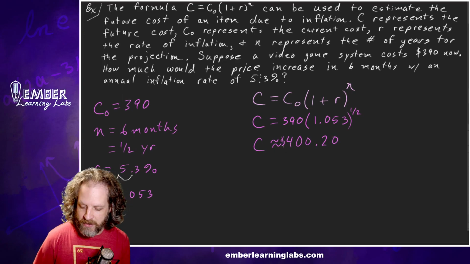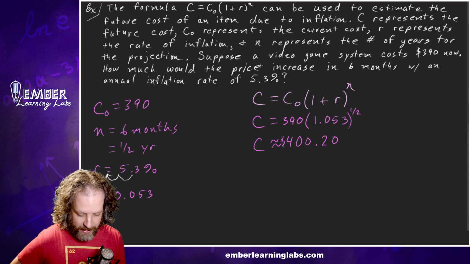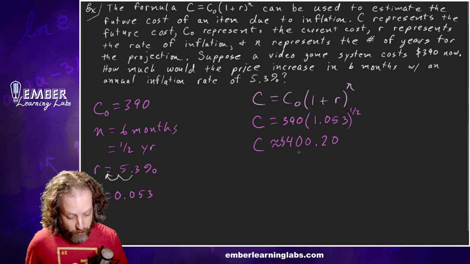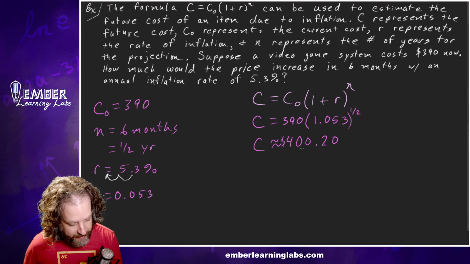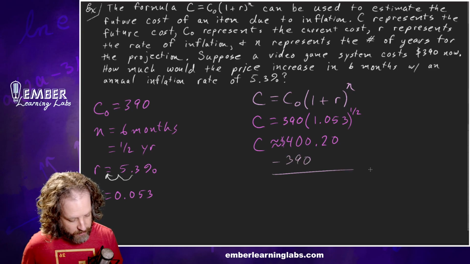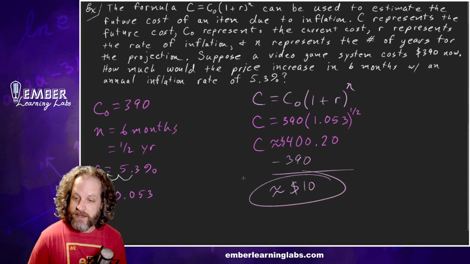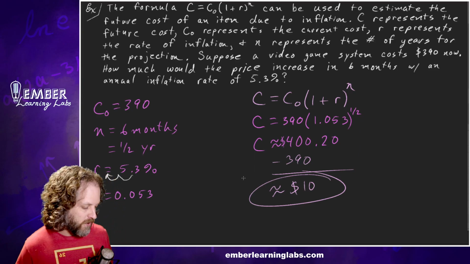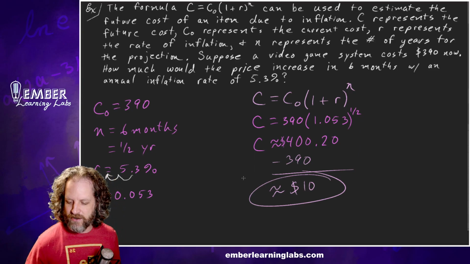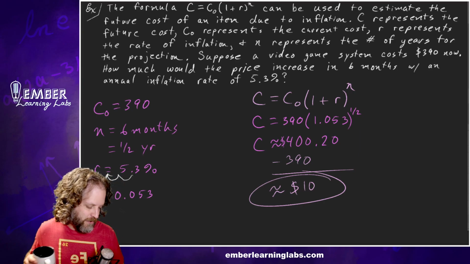Let's double check. Go back to our problem, make sure we're answering the question that's asked, right? Suppose a video game costs that. How much would the price increase? So the price would increase by this minus 390, the original price, which is about $10, right? So it's going to increase by about $10, assuming this formula holds steady for times less than a year, which I know, admittedly, in this situation, there are other variables involved and all that and stuff too.